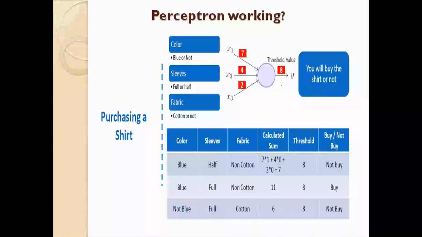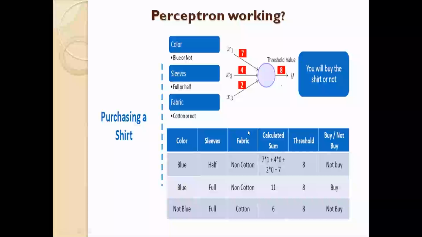As I told you, we are having three features here: color, sleeves, and fabric. If your color is blue, tell me, x1 value will be 1 or 0? Very good, 1. Sleeves is half, so x2 value will be 0 or 1? Very good, 0. Fabric is not cotton, so x3 will be 1 or 0? x3 will be 0. Now, perceptron working tells that every input is multiplied with its weight.